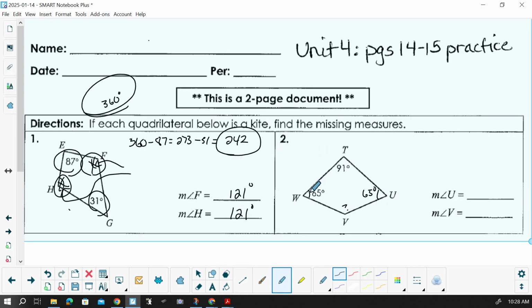So I can take 360 minus these three. Another way that you can use subtraction is to add up the ones that you know and then subtract. So 91 plus 65 plus 65 is 221. So I can do 360 minus 221, which is those three added together, and that'll give me my answer. 360 minus 221 is 139. So this angle right here, V, is 139. And U was this other one, 65. Okay, so there's the first two questions.